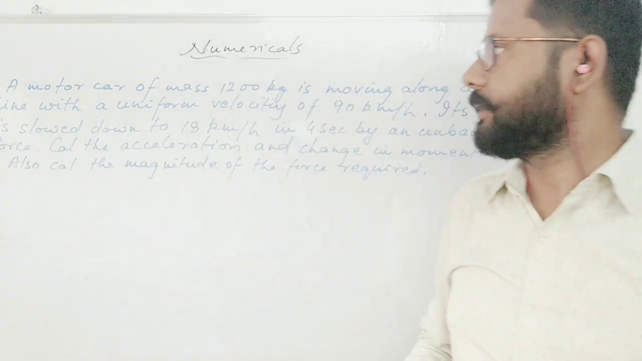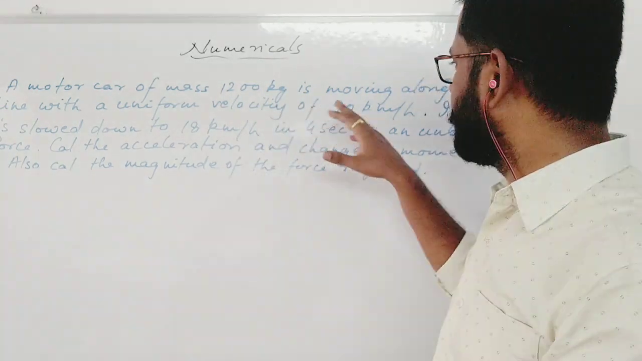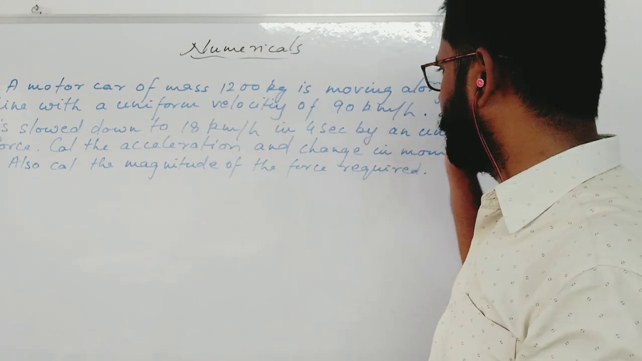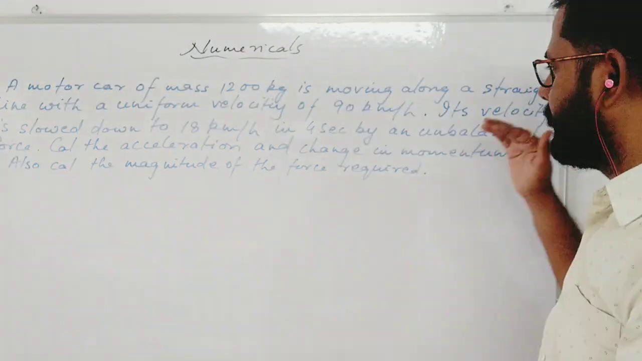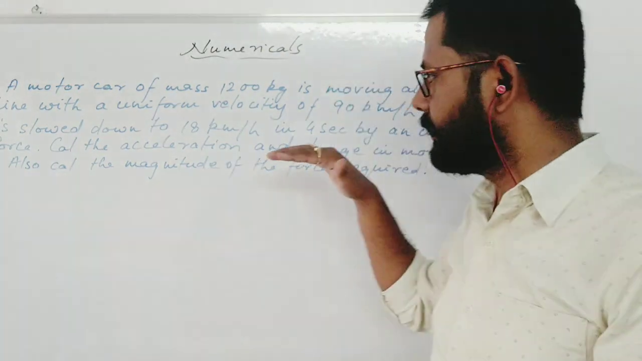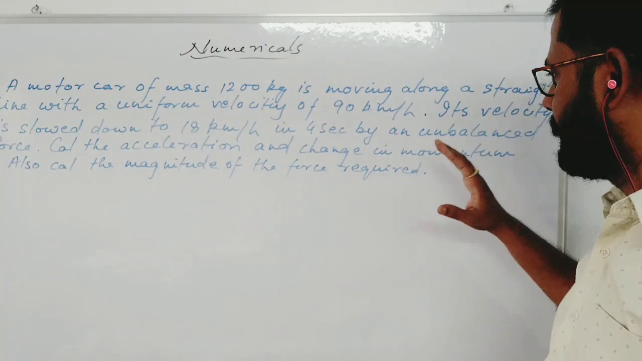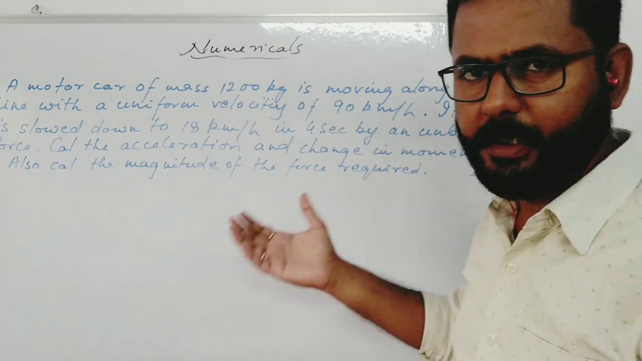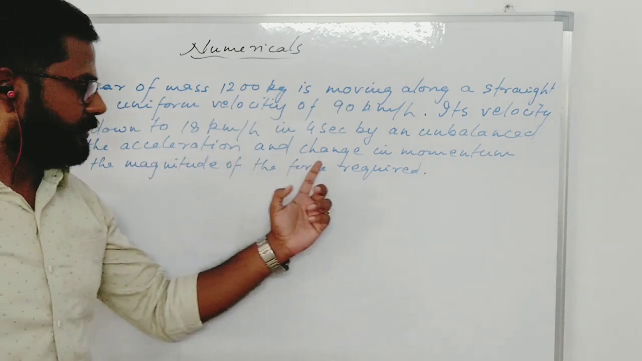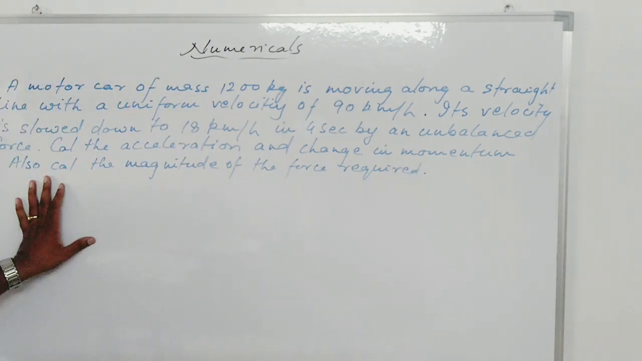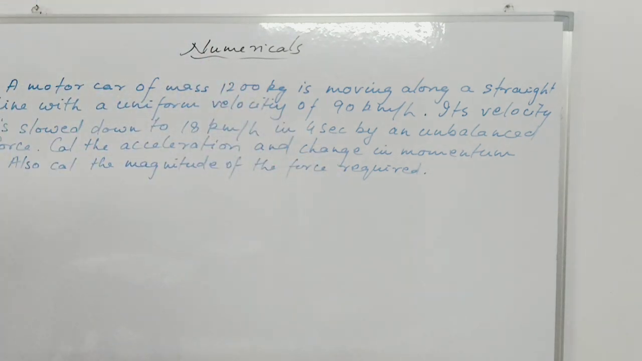So basically, what the question is saying, the car is moving and the mass of the car is 1200 kg along a straight line with a uniform velocity of 90 km per hour. Then it is slowing down gradually to 18 km per hour, in 4 seconds, by an unbalanced force. Maybe the brake is applied, or some other unbalanced force acts on it. So we have to calculate the acceleration and change in momentum, and also the magnitude of the force required. Let's see what is given here.